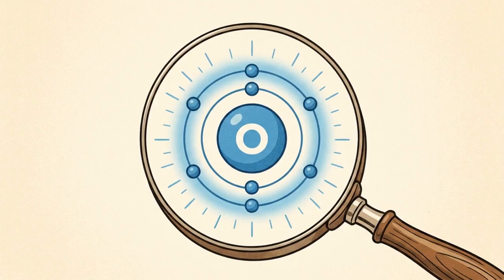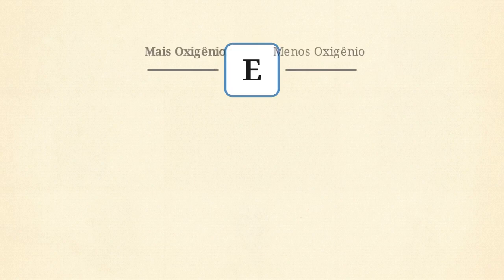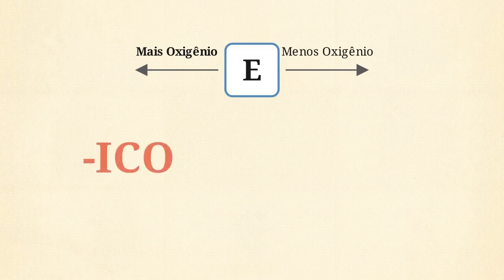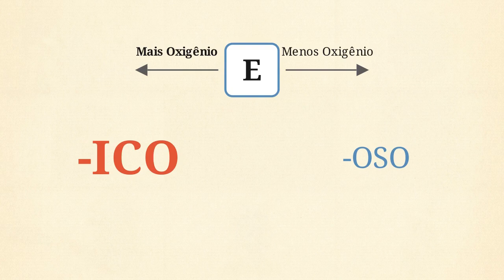Next, we have the oxyacidos. Because these molecules do contain oxygen, the naming code requires a bit more detail. A single element can often form two different oxygen-based acids, one with a higher amount of oxygen atoms and another with fewer. We distinguish them by the suffix. Use eco for the version with more oxygen and oso for the one with less.